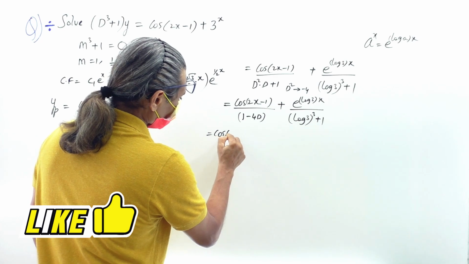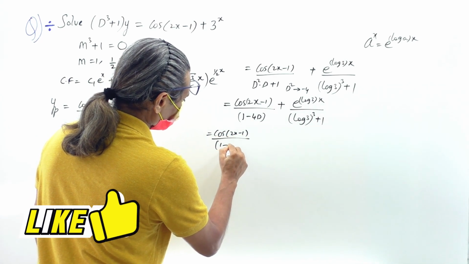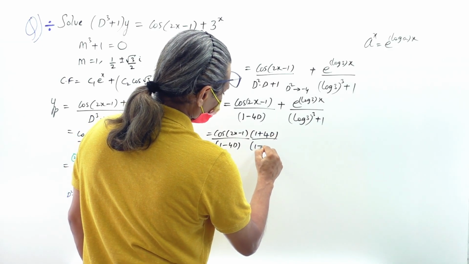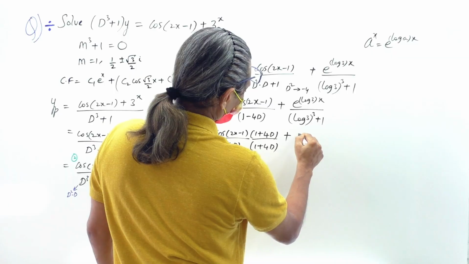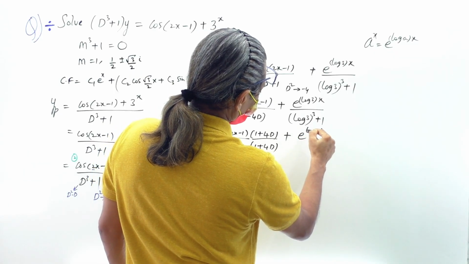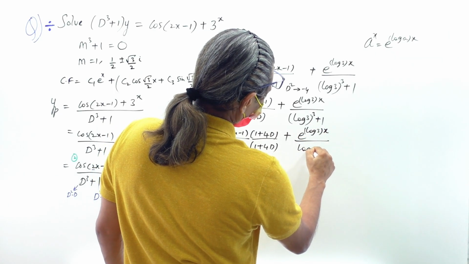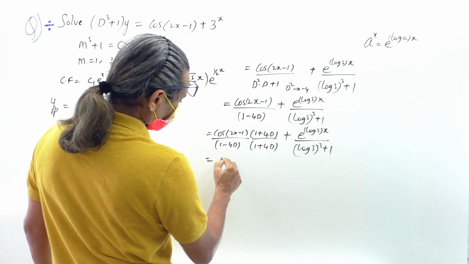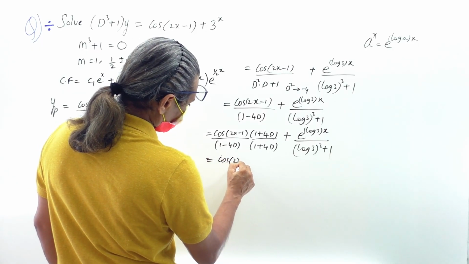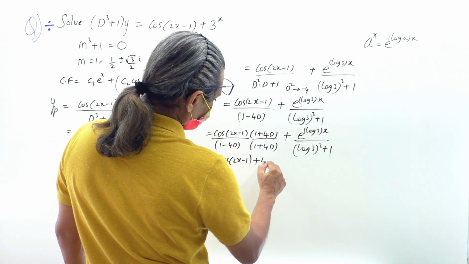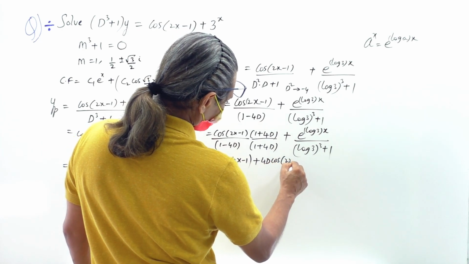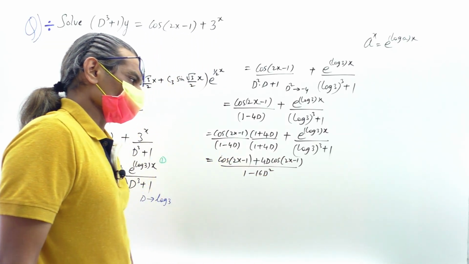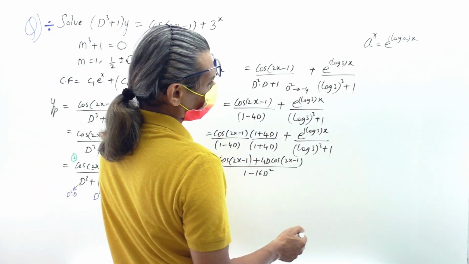So this will be now cos of 2x minus 1 upon 1 minus 4d into, what is the rationalizing factor of 1 minus 4d? It is 1 plus 4d. 1 plus 4d plus e raised to log of 3x over log 3 the whole cube plus 1. Now again let's open a bracket. So this will be cos of 2x minus 1 as it is plus 4d into cos of 2x minus 1 upon 1 minus 16d square, because a plus b into a minus b is a square minus b square, so 1 square minus 4 square, 16d square.